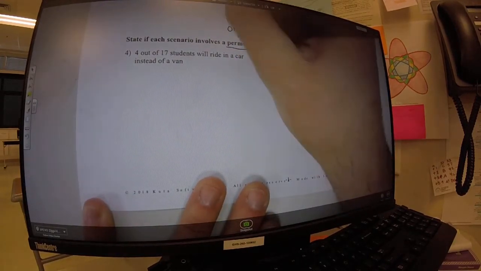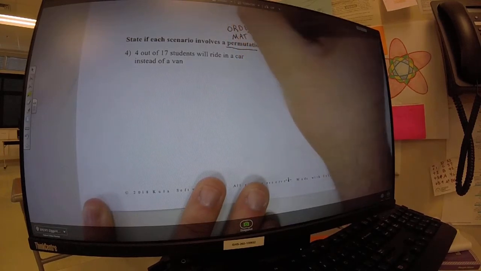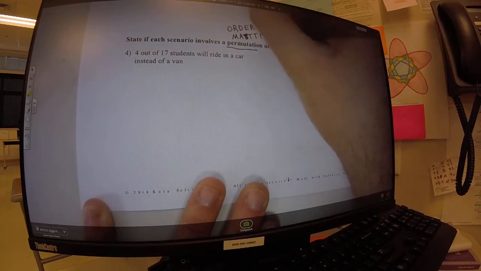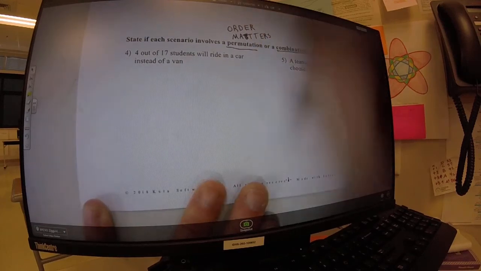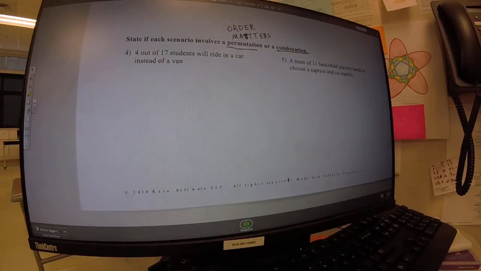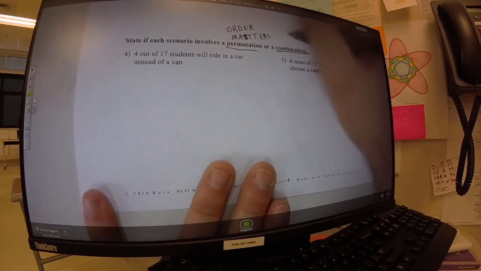Order matters. Order is very important for permutations. In a combination, order is not important.